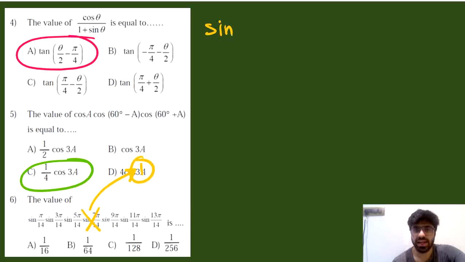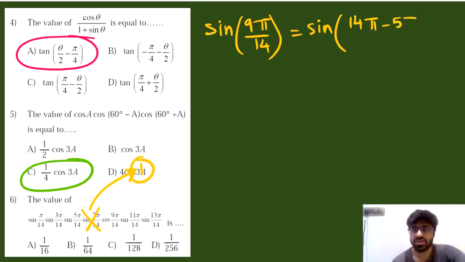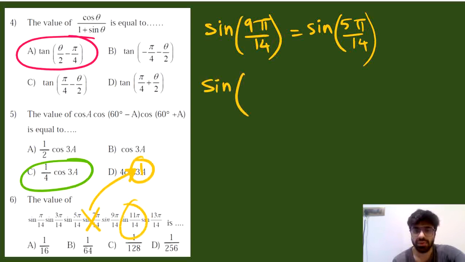The bigger numbers, that is 9, 11 and 13, we can make smaller. If I consider sin of 9 pi by 14, I can write it as sin of (14 pi minus 5 pi) upon 14. You can split that 14. So you get sin of (pi minus 5 pi by 14). Sin of (180 minus theta) was sin theta. So this becomes sin of 5 pi by 14. Similarly, check for the second last one, which is 11 pi by 14.